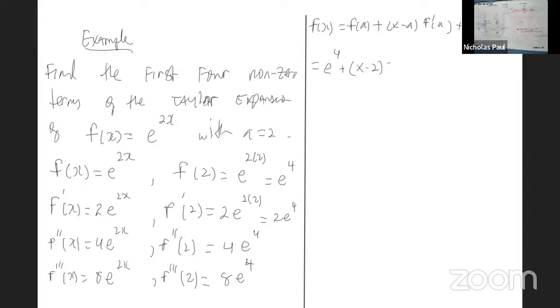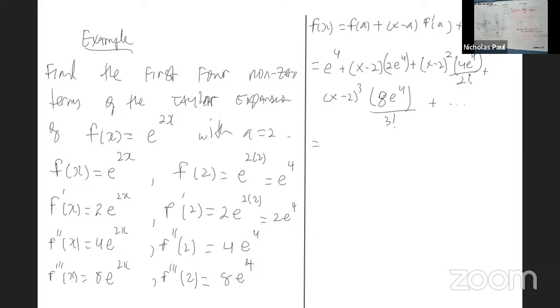f prime a was 2e to the power of 4, plus x minus 2 squared by f double prime. Double prime was 4e to the 4 all over 2 factorial, plus, I'll squeeze it in here, x minus 2 cubed by 8e to the 4 all over 3 factorial, plus dot, dot, dot.